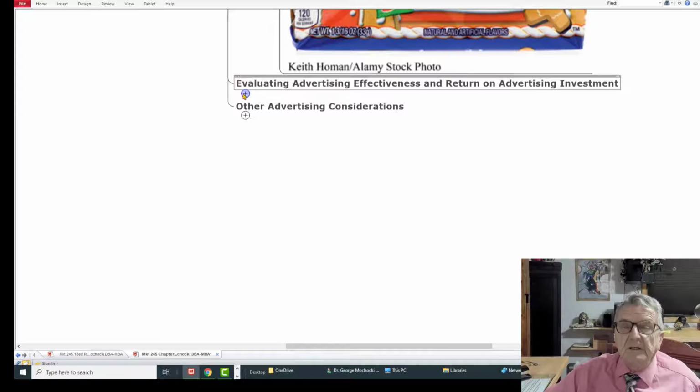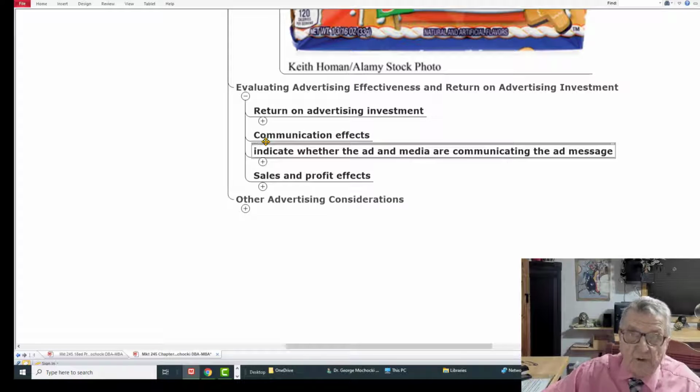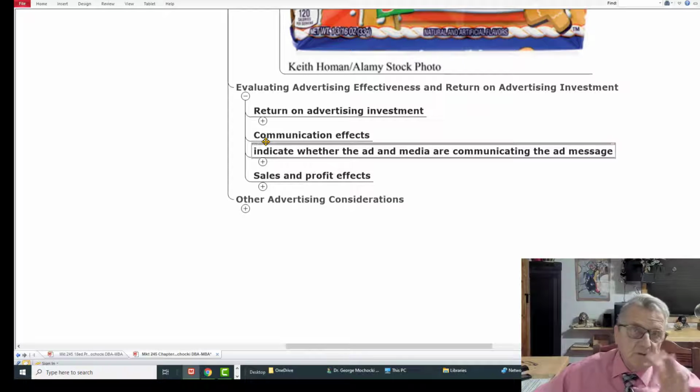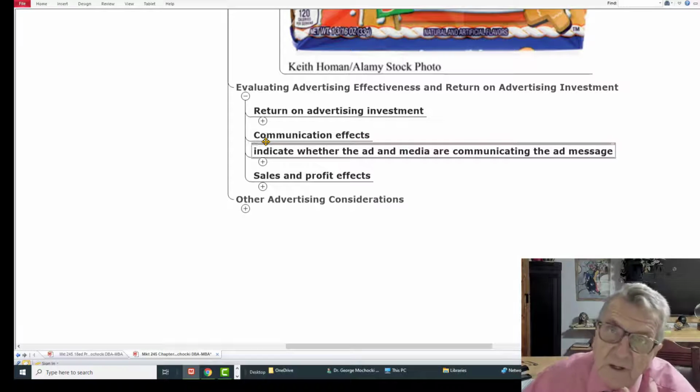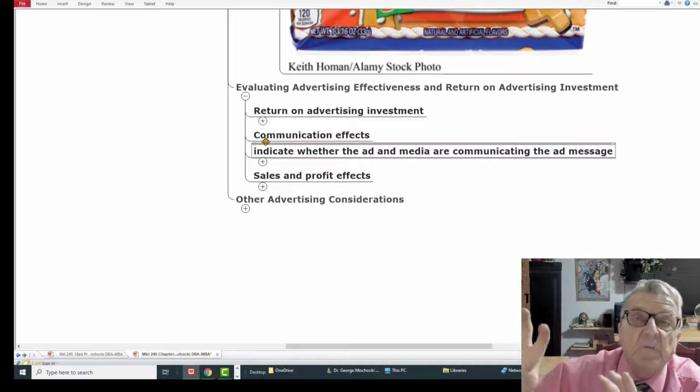Okay, evaluating, and then again, you have to evaluate the return on the investment, communication efforts. Does the message come across the way I want it, or did something happen? Remember, later on there are graphs to look at the sender, the receiver, the noise. All that is the same thing with advertising. It's one way, but people are listening, and how do I try to minimize the noise?